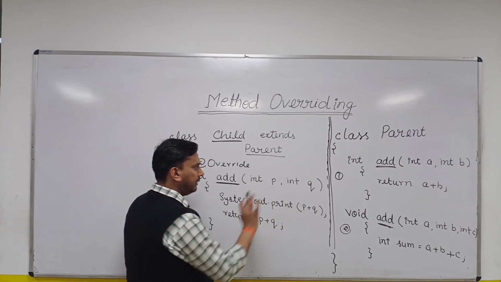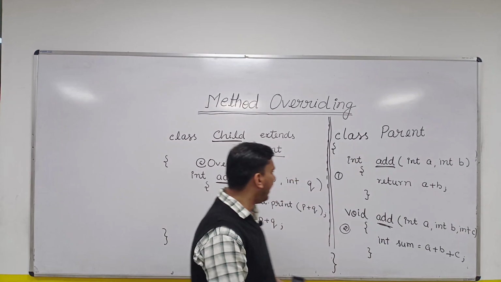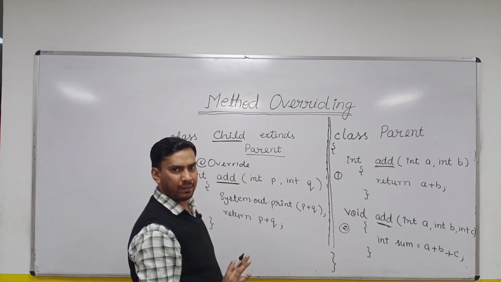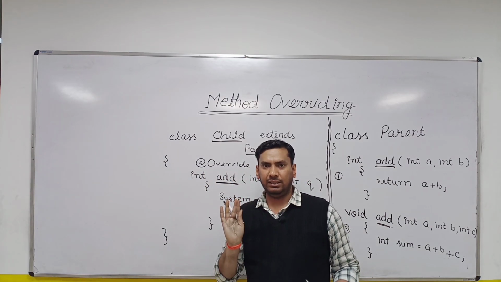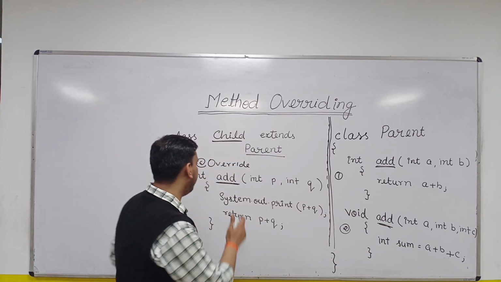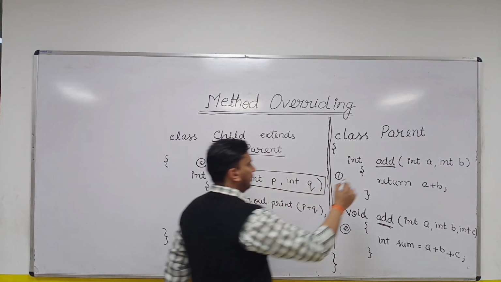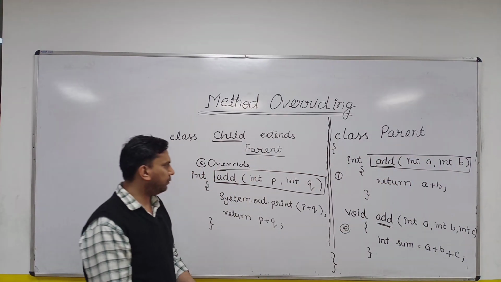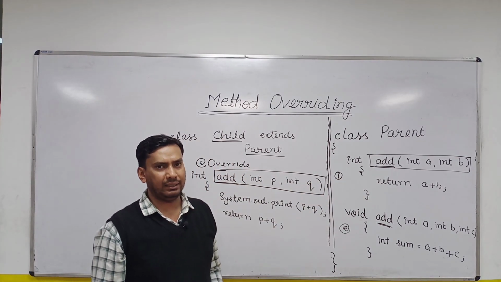Add with two integer parameters. So which one is add with two integer parameters? The first one. It means I am overriding the first add method of the class parent. For overriding, the basic step is same name, same signature. During overriding, you cannot change the signature, right? So same name, same signature. Again, I am highlighting this is your name and signature. This is your name and signature. So I am keeping the same name and same signature. It means I am overriding this method in the child class.